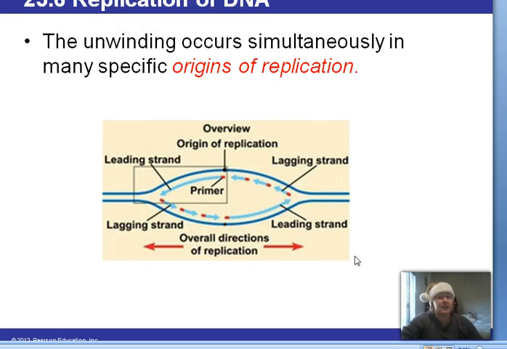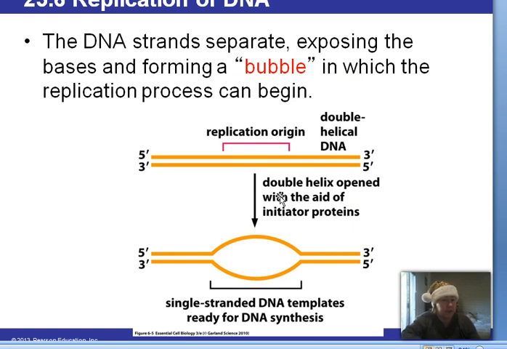The unwinding occurs spontaneously in many specific origins of replication. So there's specific spots where the helicase is going to start unwinding, and the replicating is going to happen. The origin of replication is the beginning, where it's going to begin. DNA strands separate, exposing what looks like a bubble. If you watch it in real time, where it separates, there'll be a bubble-looking thing. It looks just like this. It starts to bubble, and this is replicating in here.